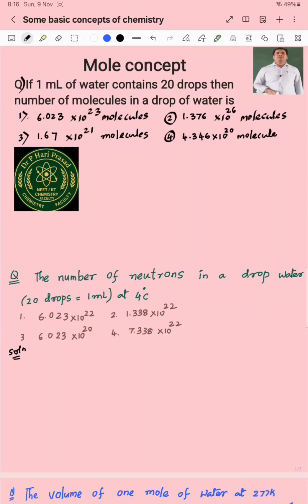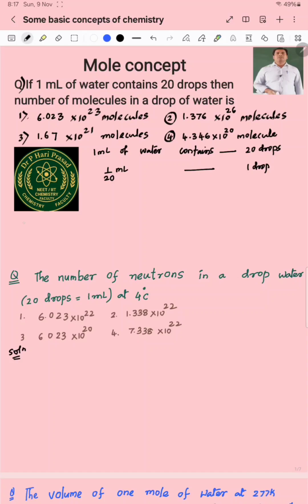Now students, how to execute the question is here. So 1 ml of water contains 20 drops. Okay, right? So it means, students, 1 drop is equal to 1 by 20 ml, right?